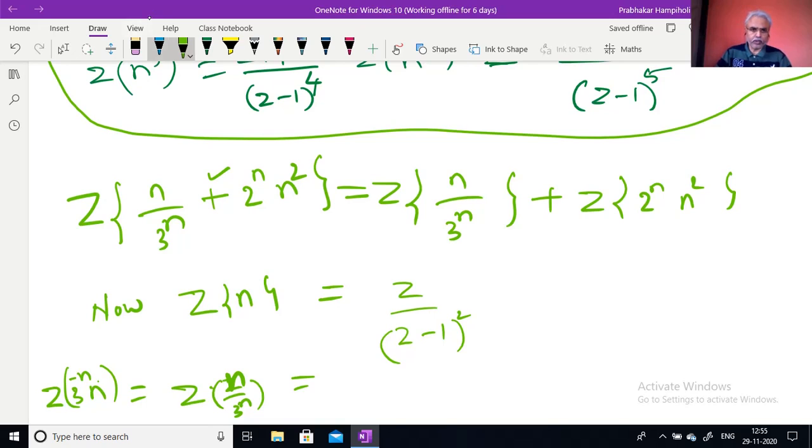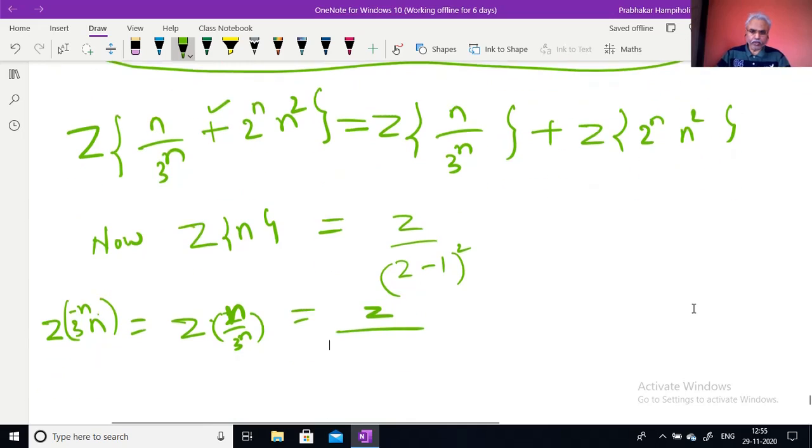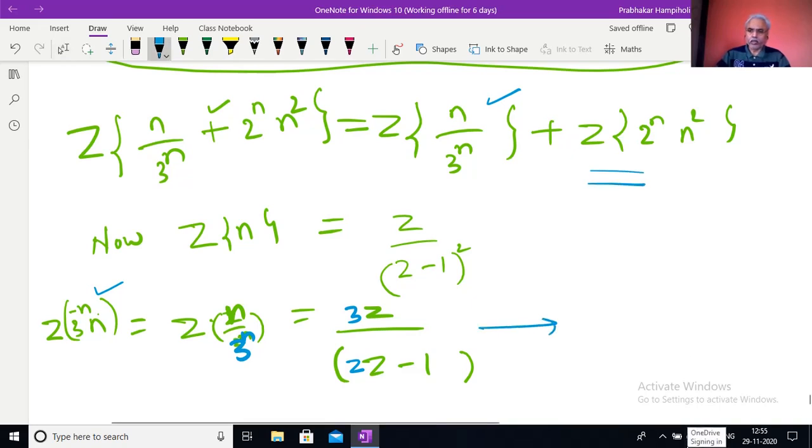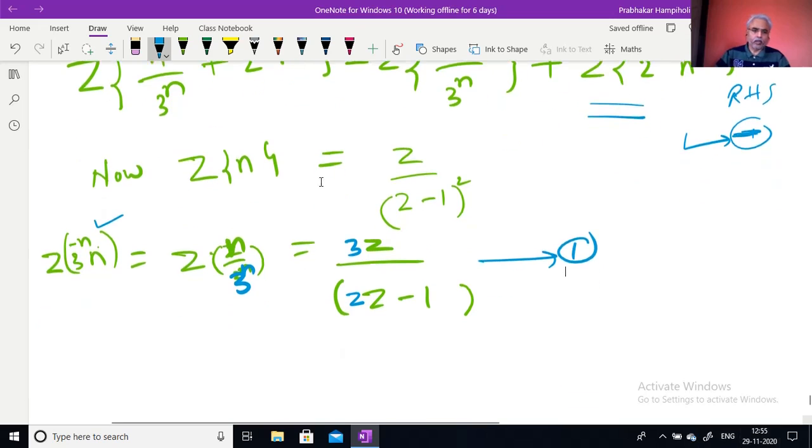See this? So what are the changes there? First I'll write the structure as it is. Because of this change, 3 raised to n, this 3 makes it 3z. So the first one I found. Now the second one. Let me consider this as RHS, and this as 1.